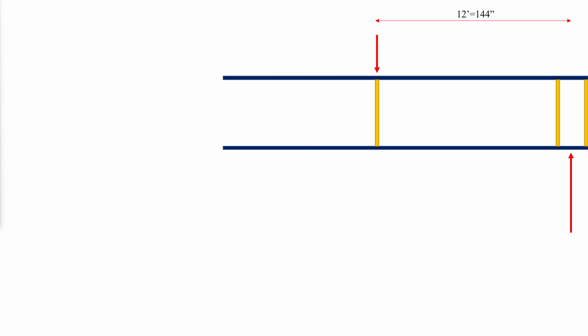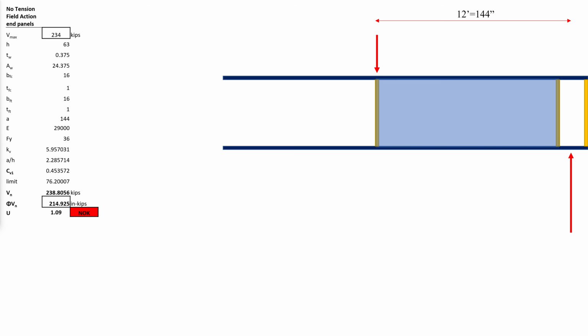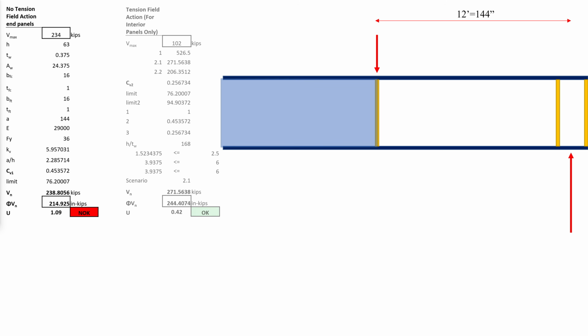Next, the shear strength is evaluated at two locations: the end panels where tension field action does not take place, and the interior panels where tension field action can take place. We obtain from our input the maximum shear values at the end and interior panels. We can see that the shear strength at the end panel is not sufficient.